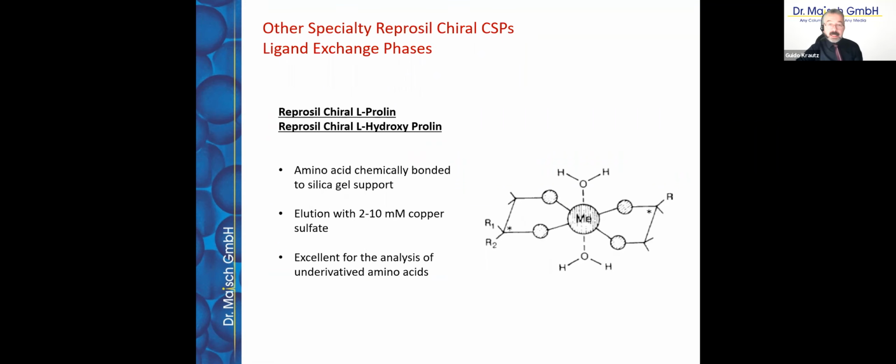Another useful chiral stationary phase is our phases with ligand exchange. In this case, an amino acid is chemically bonded to a silica support, and the elution is done with copper sulfate. The copper forms complexes with the analyte, and this is very useful for the separation of underivatized amino acids.